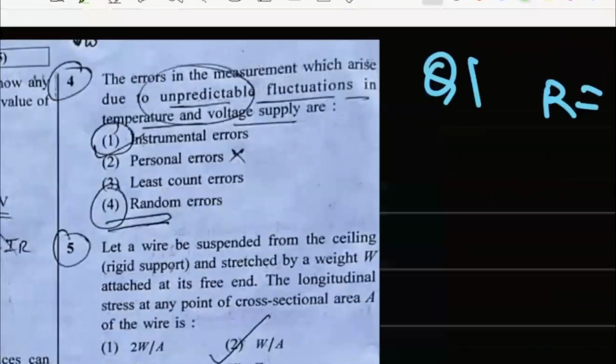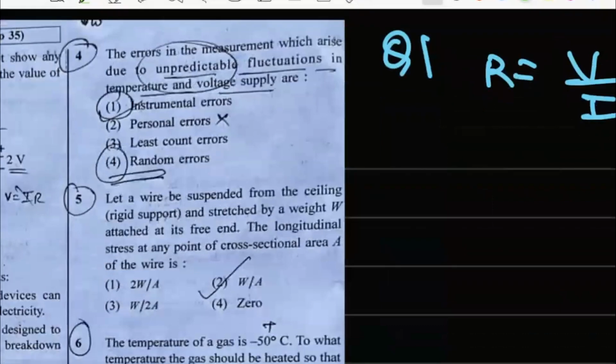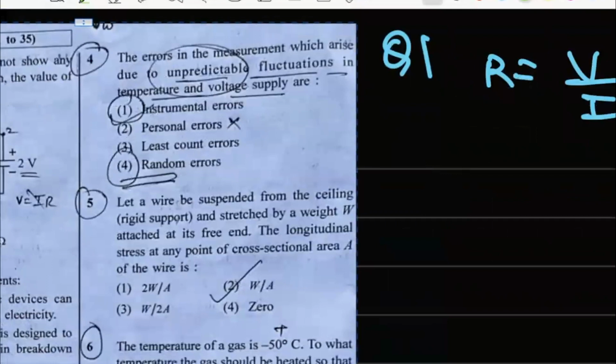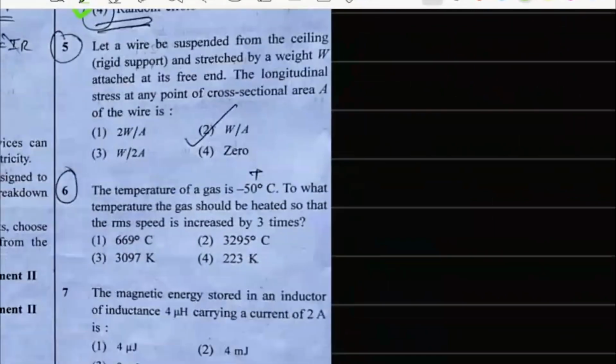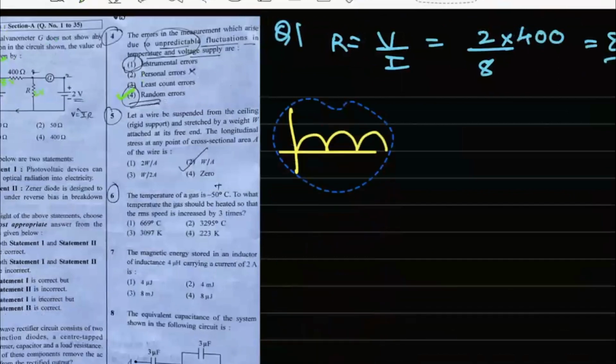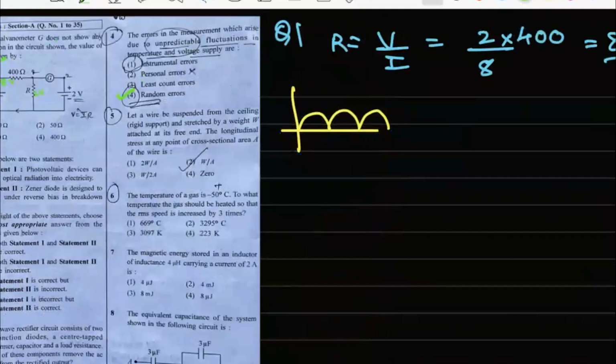The errors in the measurement which arise due to unpredictable fluctuations in temperature and voltage supply. So then definitely not an instrument error. Temperature fluctuation is not because of instrument or personal or least count. It has to be random error. So the fifth one. Yeah. So question number 5.